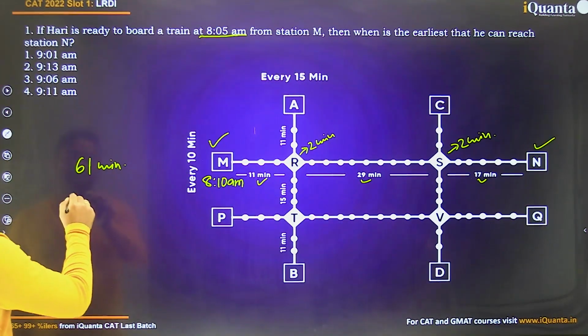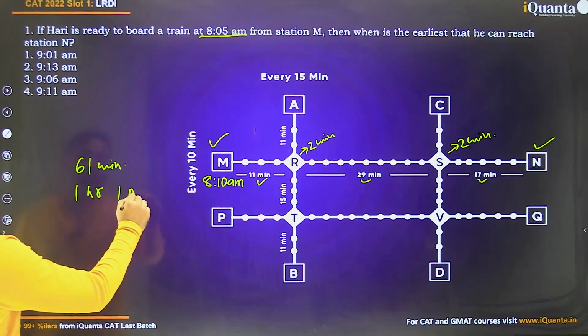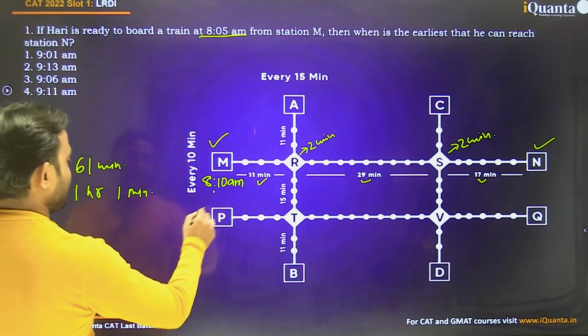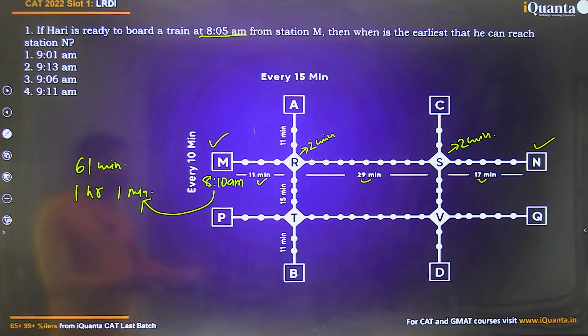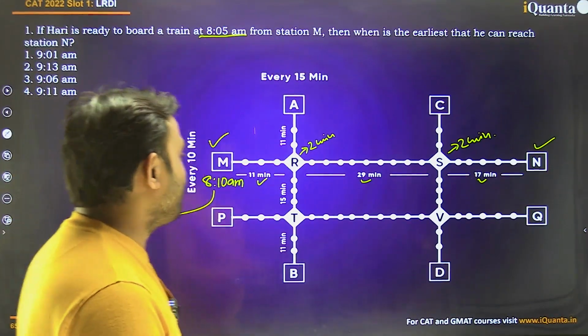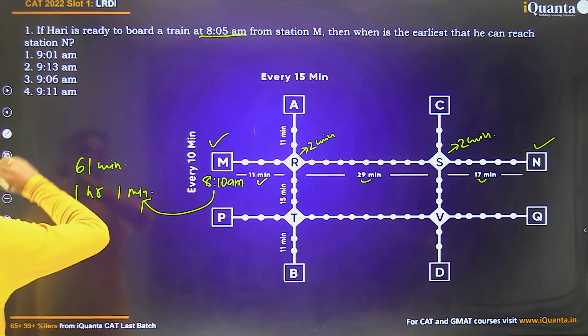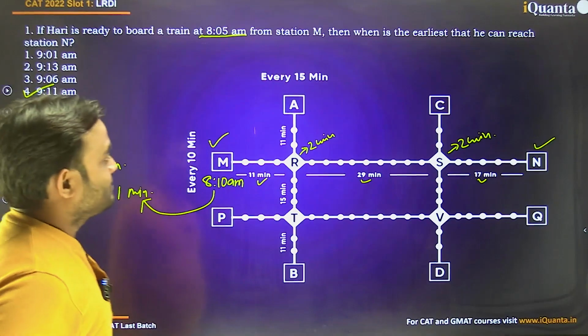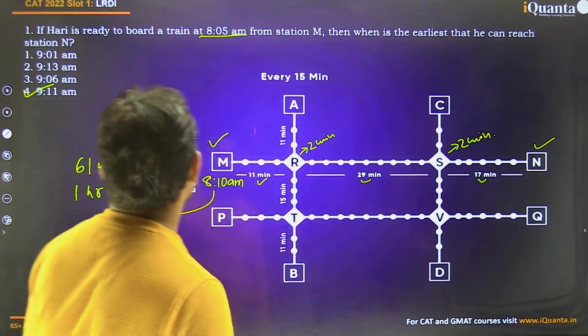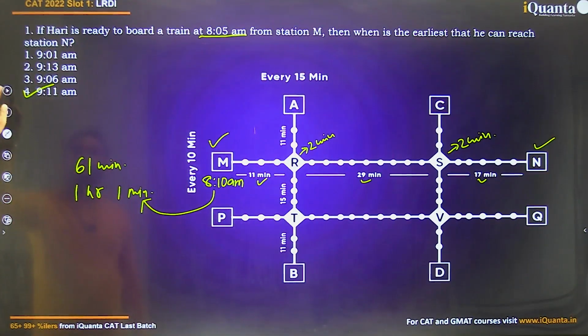61 minutes means 1 hour and 1 minute. So after 8 am, if you take 1 hour 1 minute of travel time, you will reach station N at 9:11 am. Our answer for the first question is option 4, 9:11 am.